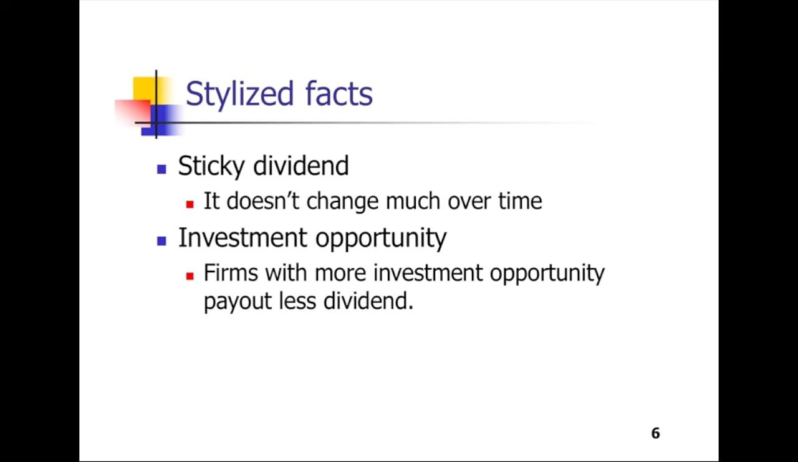So you can draw a graph like this. This is time and net income. It fluctuates a lot, but in the market we usually see the dividend looking like this. It's stable over time and increases a little bit.